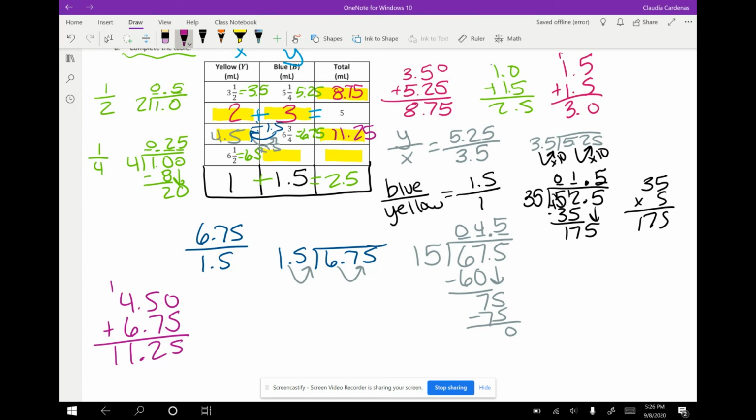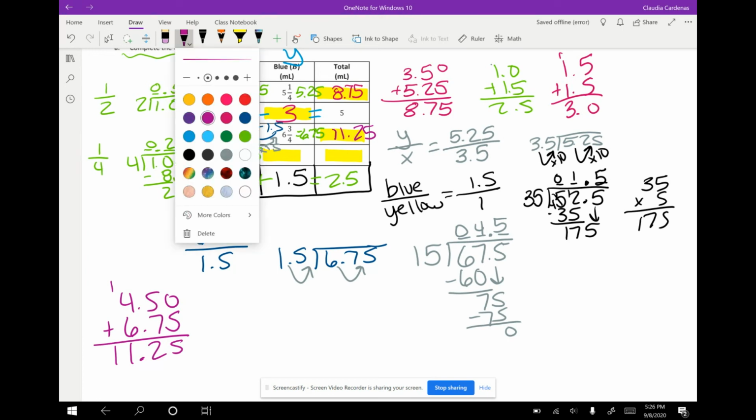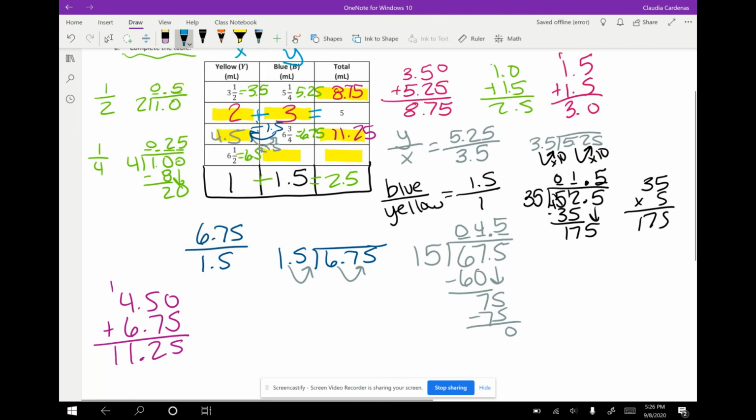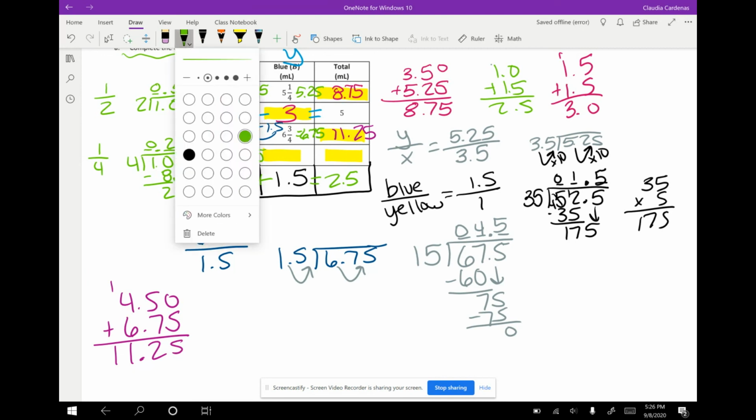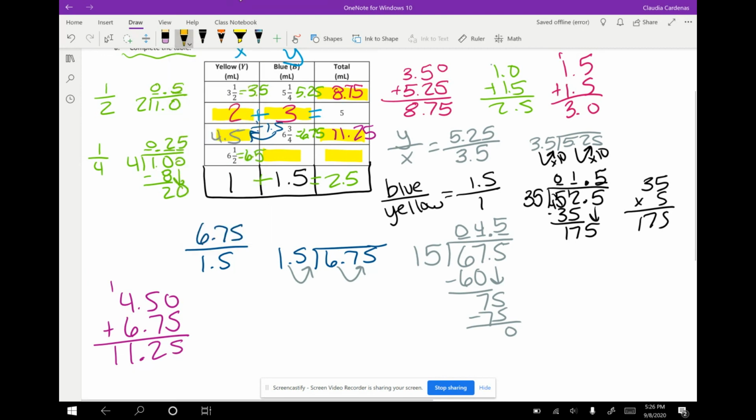Awesome. Whew, we are almost done. So the last row, I see that we have 6.5 milliliters of yellow paint, but we are missing the blue milliliters of paint that we have to get to our total. And so with that being said, on the top row, we divided to work backwards, but this time we are going forwards. So we're actually going to multiply using our unit rate. So 6.5 times our unit rate of 1.5.